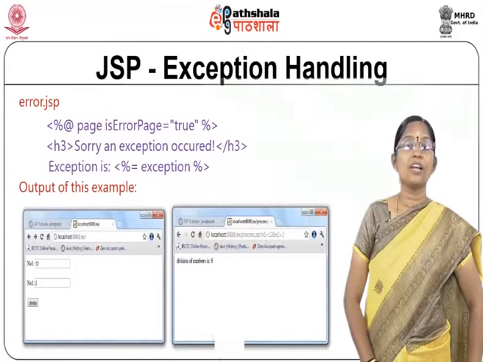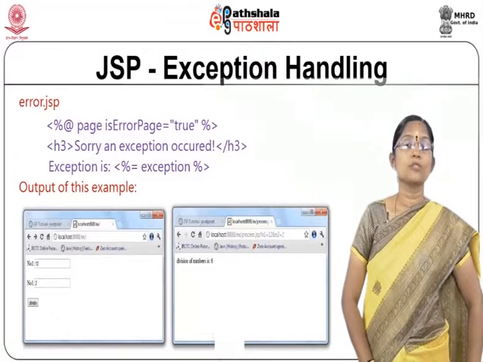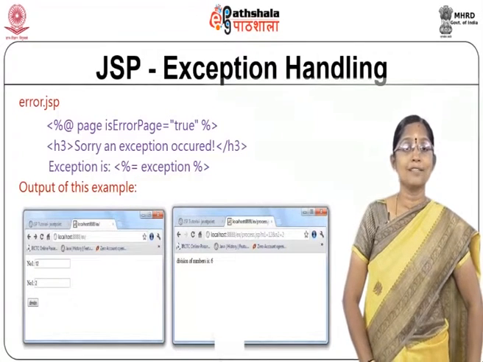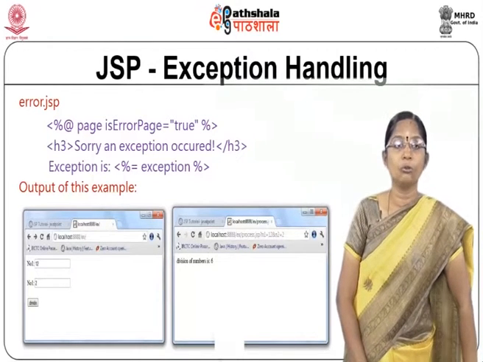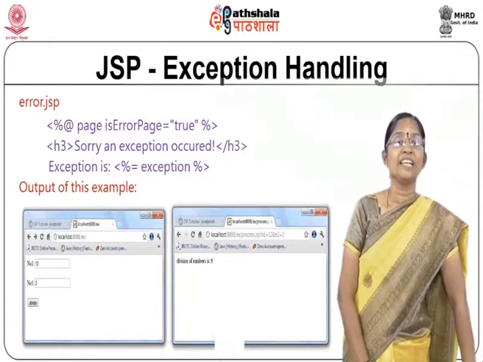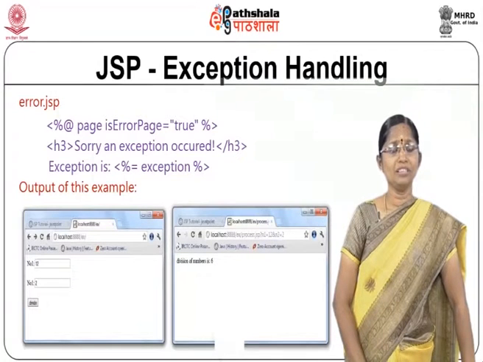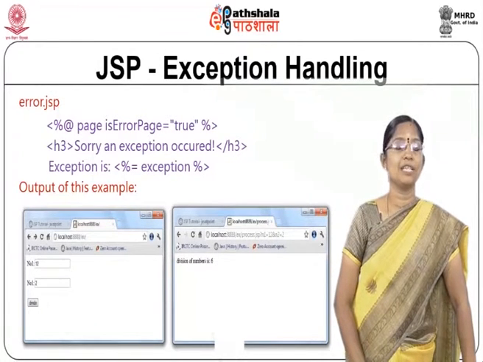It has to say, sorry, an exception has occurred. An exception expression has been included which tells you what kind of exception has occurred. Now you can go through the output of this. There are two text boxes. In the first text box, the values 12 as well as 2 have been given.